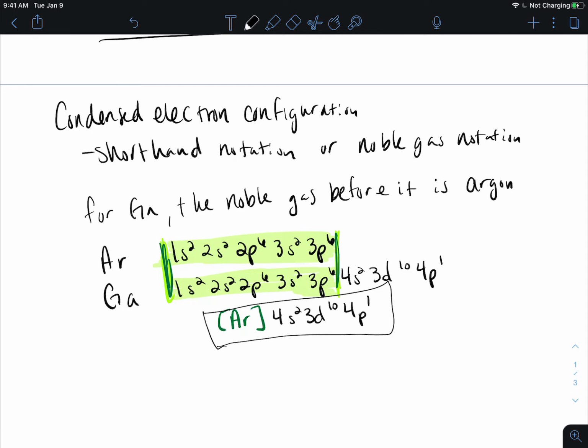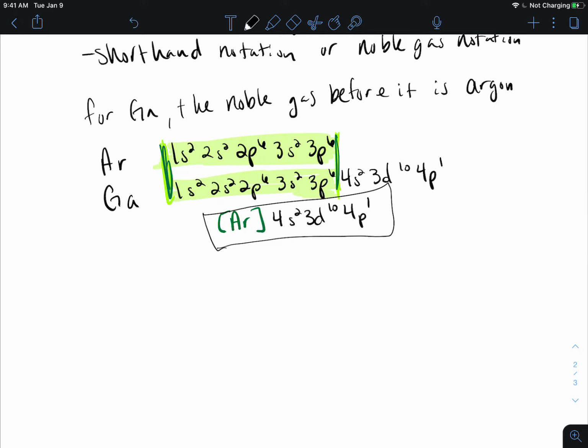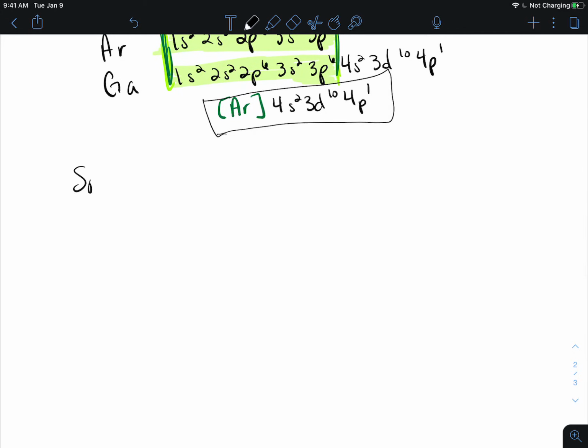Okay, so let's look at some anomalous electron configurations. So electron configurations that are a little bit weird. So some electron configurations appear to violate the rules.